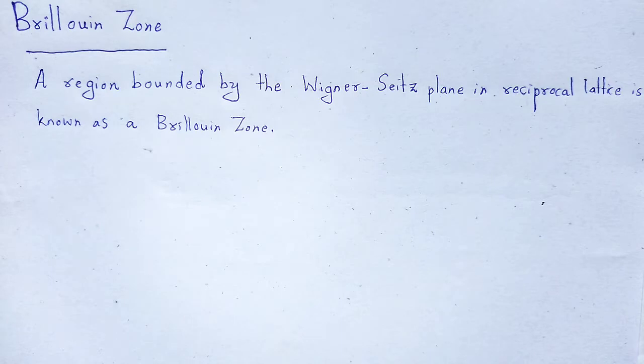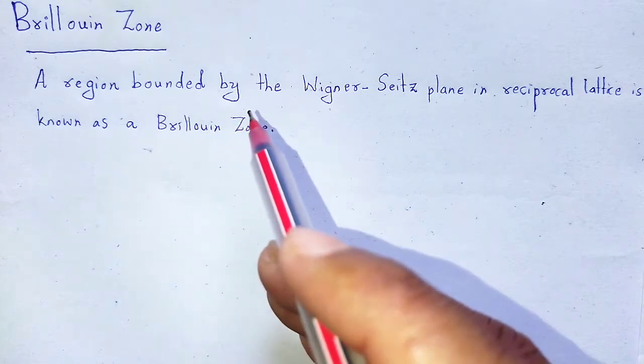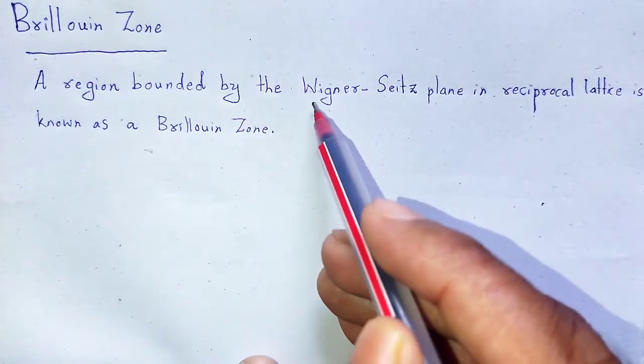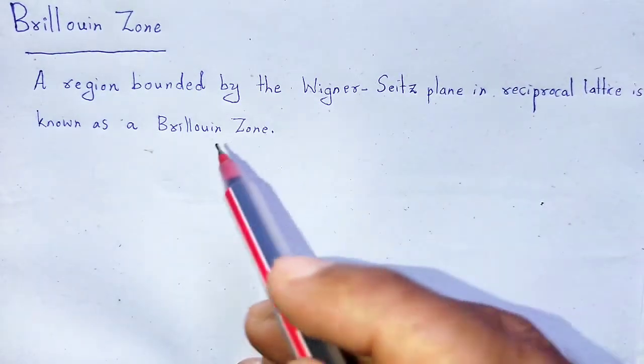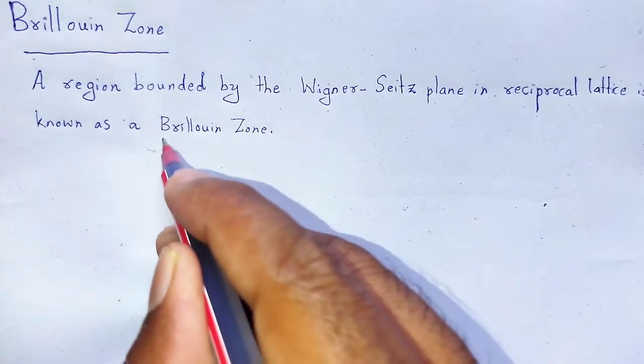In this video, we are going to discuss Brillouin Zone. Let's begin. What is Brillouin Zone? That is a region bounded by Wigner-Seitz plane in reciprocal lattice. It's known as Brillouin Zone.